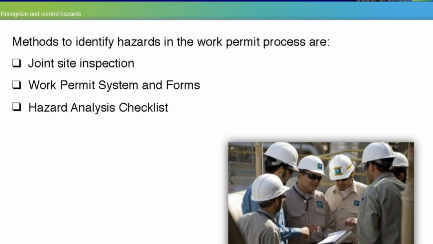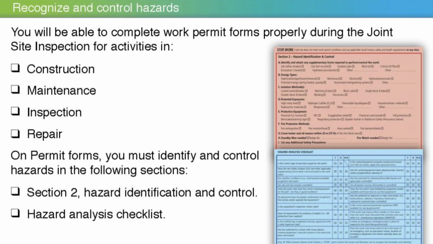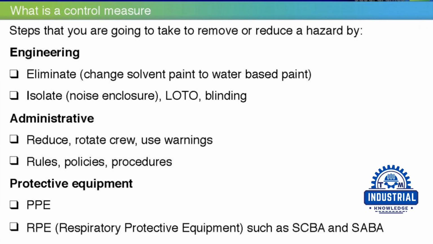Methods to identify hazards in the work permit process are: joint site inspection, work permit system and forms, hazard analysis checklist. You will be able to complete work permit forms properly during the joint site inspection for activities in construction, maintenance, inspection, repair. On permit forms, you must identify and control hazards in the following sections. Section 2, Hazard Identification and Control. Hazard Analysis Checklist.